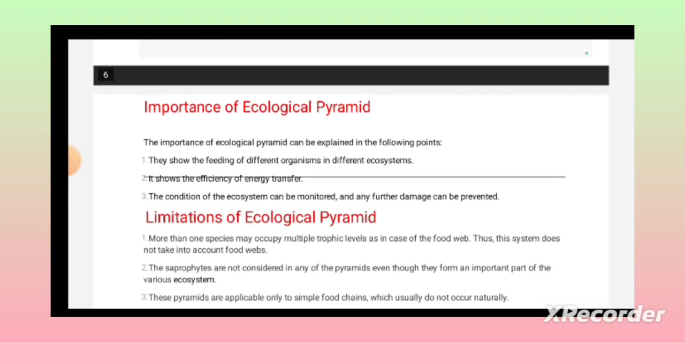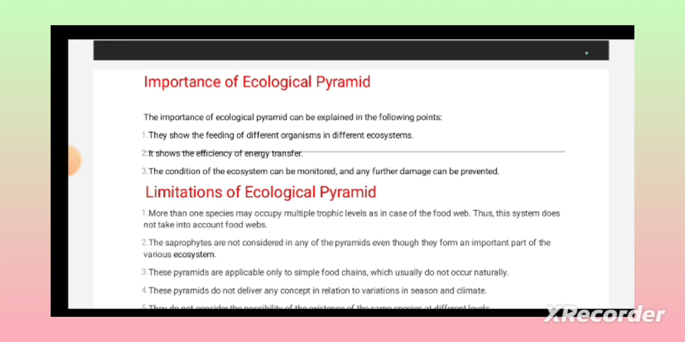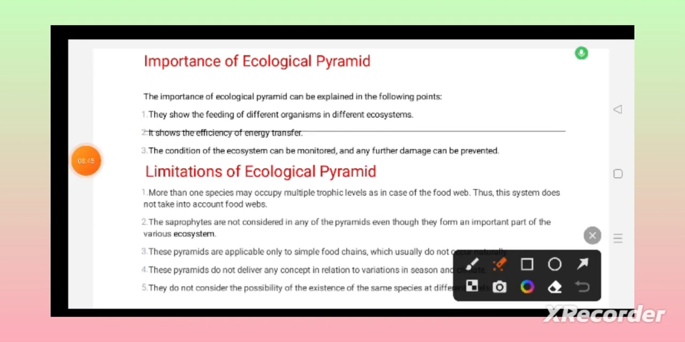Let us come to the importance of ecological pyramid. The importance of ecological pyramid, as shown in this, first one will be the feeding of different organisms in different ecosystems, as we have seen in the different slides. The feeding patterns we can understand by the ecological pyramids, and the energy transfer, how that energy transfer is taking place from one trophic level to another trophic level, and the efficiency of energy transfer, how it is taking place, we can understand by the ecological pyramids.